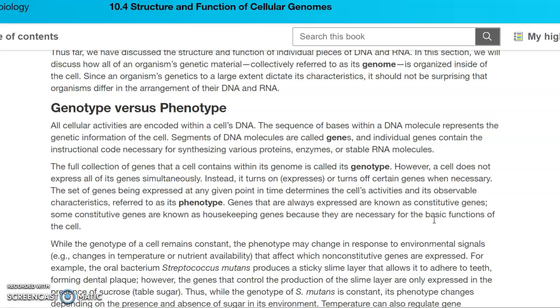So if we're talking about humans, the phenotype would be the brown hair and the green eyes and the dark skin and the height and the freckles and the way the nose is shaped or the mouth is shaped. So the phenotype is that physical appearance. In terms of bacteria, the genotype is not going to change. It's going to remain constant, but the phenotype can change depending on conditions in the environment or nutrient availability.